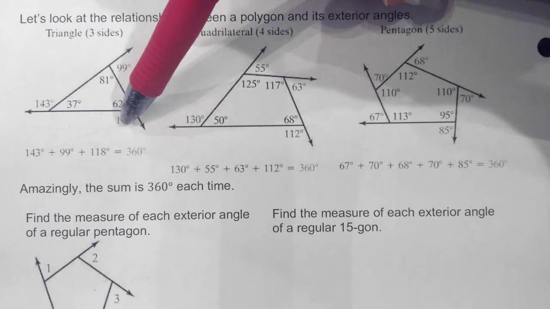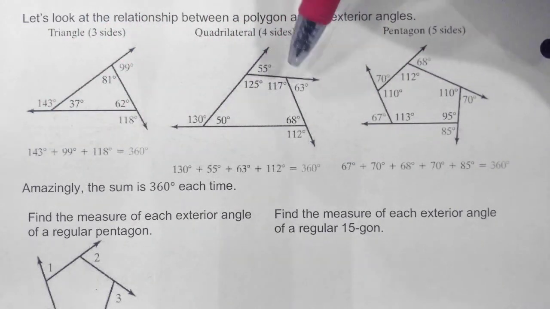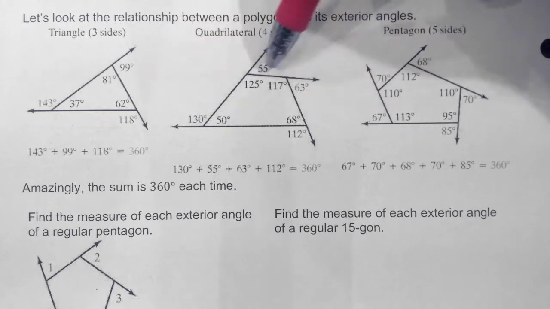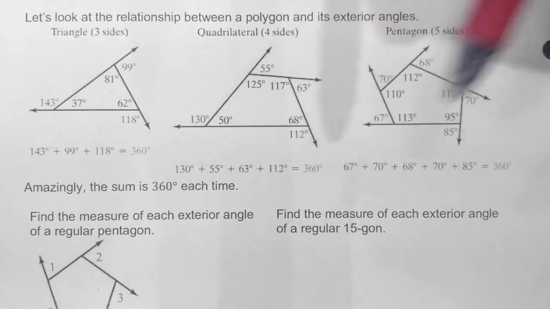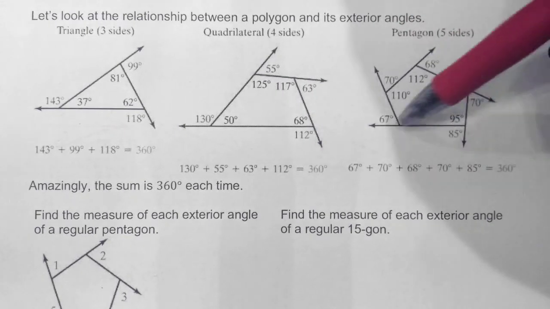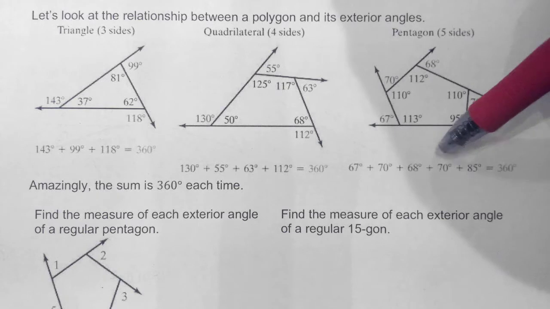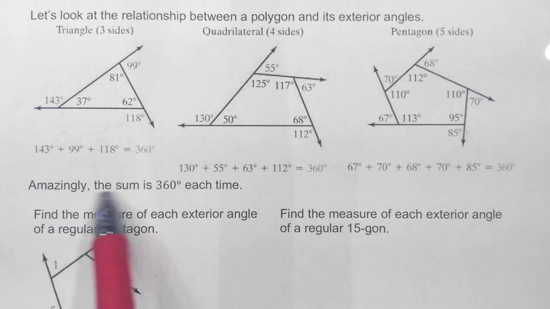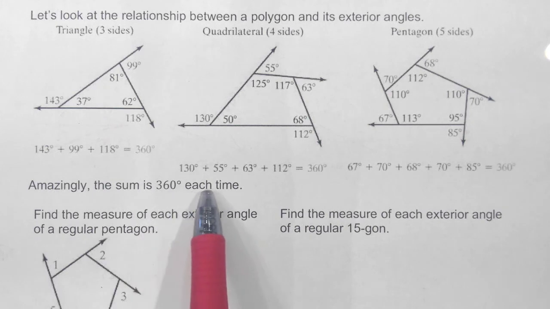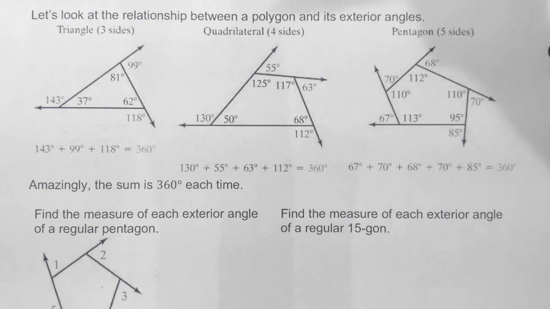But then, look at these exterior angles. A triangle, they took the exterior angles, added them together and got 360. A four-sided figure, a quadrilateral, they took the exterior angles of just some random four-sided figure and they got 360. A pentagon, a random pentagon with weird angles inside of it, they made the exterior angles and they add up to 360. So amazingly, the sum is 360 each time. So that is always going to be true.